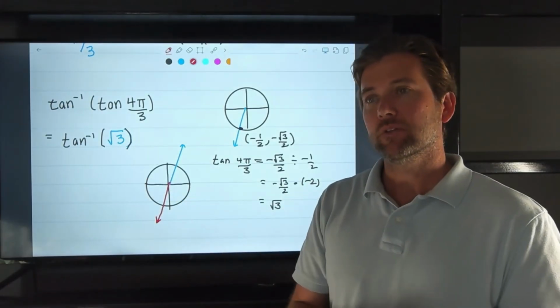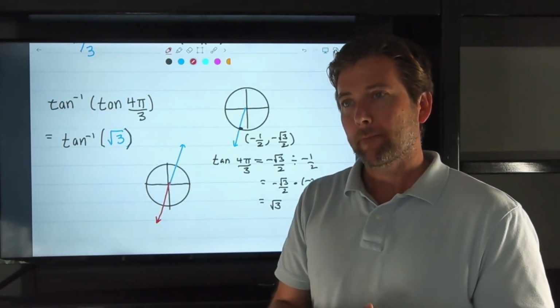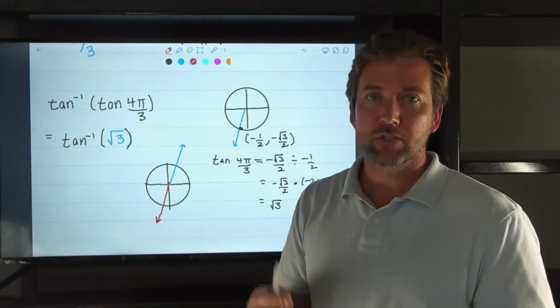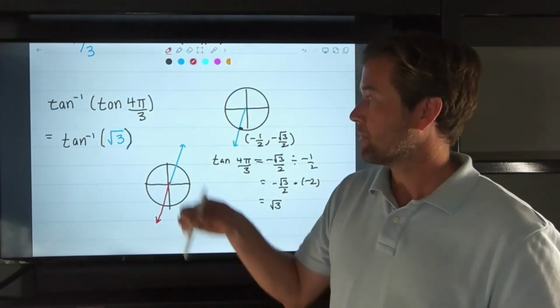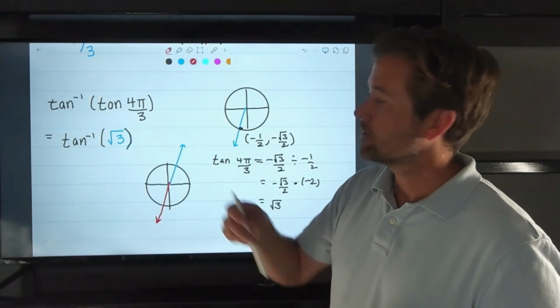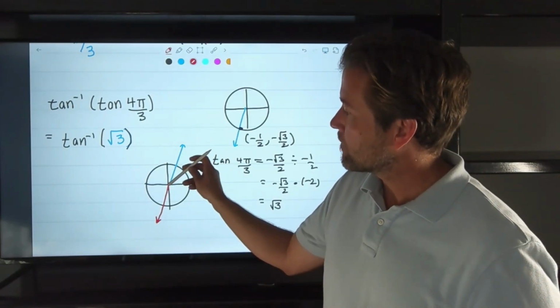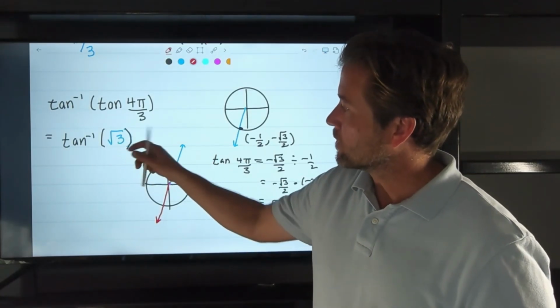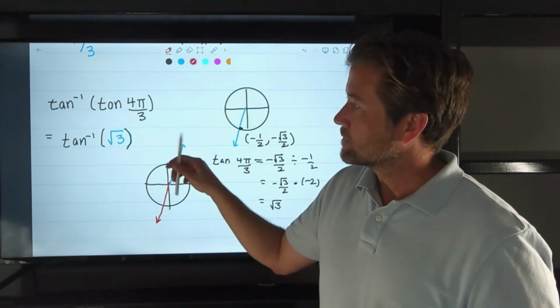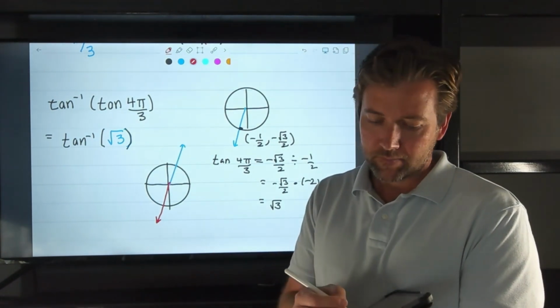You have to be familiar with the slope of 0, pi over 6, pi over 4, and pi over 3. And then pi over 2, that tangent pi over 2 is undefined. So if I know tangent pi over 4 is 1, square root of 3 is bigger than 1, so this has to be steeper. And so it's that angle pi over 3.